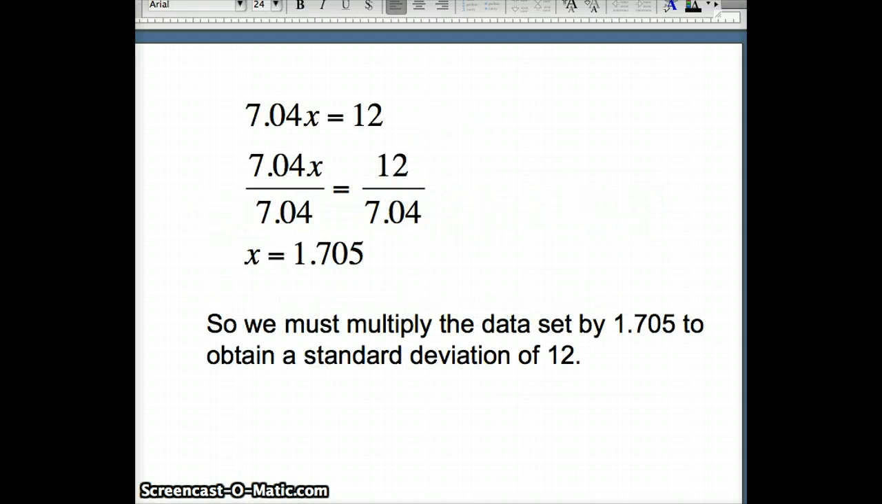To do that, we recognize we've got to multiply 7.04 by something to get 12. So we're starting with an equation: 7.04 times x equals 12. Dividing both sides by 7.04 gives me a value of 1.705. So we've got to multiply that data set by 1.705 to obtain a standard deviation of 12.